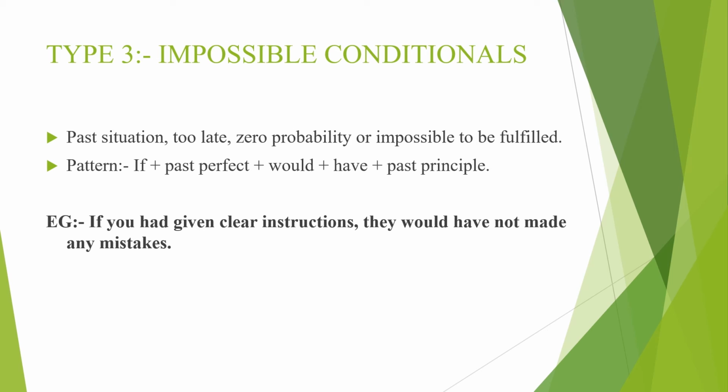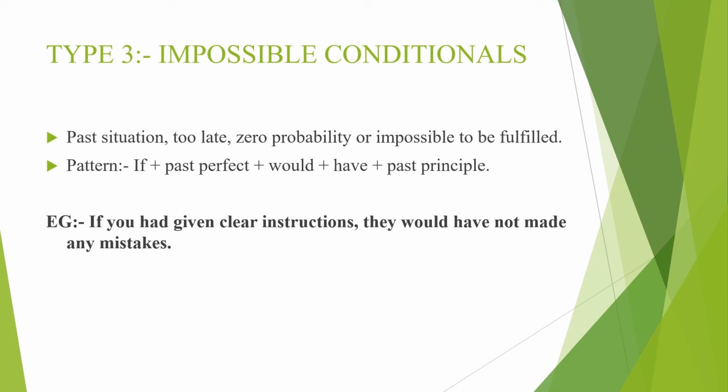Moving on to the last type, type 3, or the impossible conditional. The word impossible makes it clear, because in this type of conditional, the condition is almost impossible. That cannot be done, or the particular condition cannot be fulfilled. The pattern used will be if, then past perfect, would have, and the past participle. The example is, if he had given clear instructions, they would not have made any mistakes.